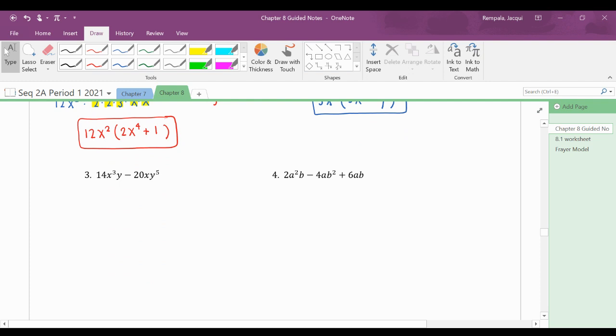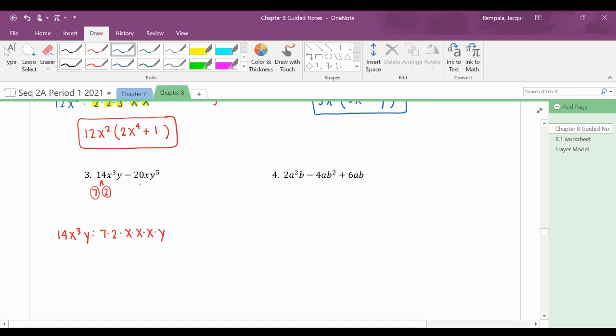Looking at problem number 3, 14x to the third y minus 20x y to the fifth. Let's start by breaking down the 14. 14 is 7 times 2. They both happen to be prime numbers, so they both get circled. So we can start listing all of our terms. So 7 times 2, x to the third means there are 3 x's, and then there is a y.